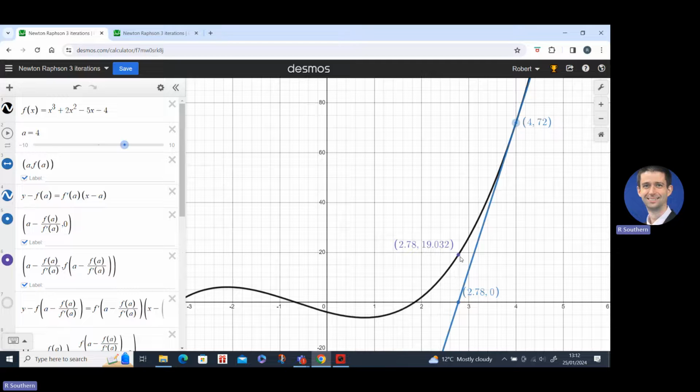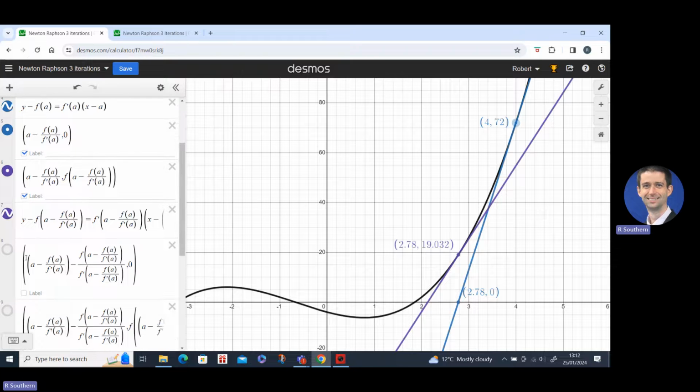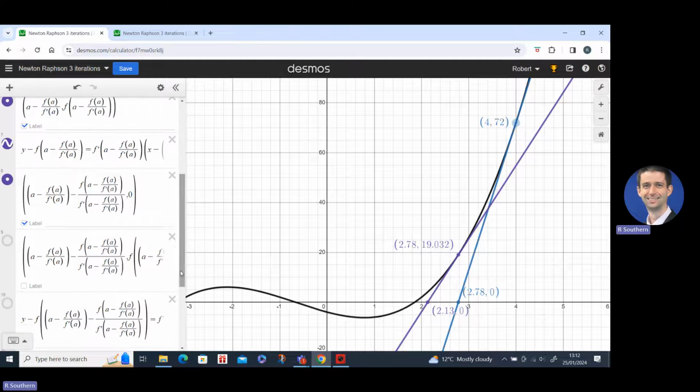I found the point on the curve with x coordinate 2.78, and I'm going to draw a tangent in there and see where that one crosses the x-axis. And as you can see, that is crossing the x-axis closer to the x-coordinate of the root there that I'm trying to find. So if I label that one in there, that's at 2.13. What I'm then going to do is draw or find that x point on the original curve. I'll just label that there for you.